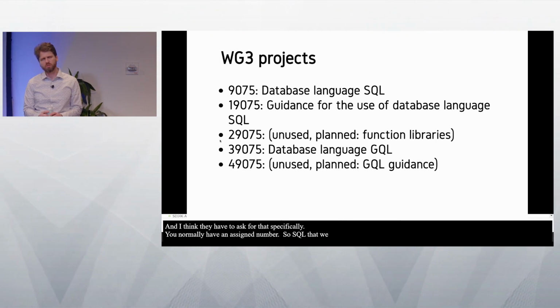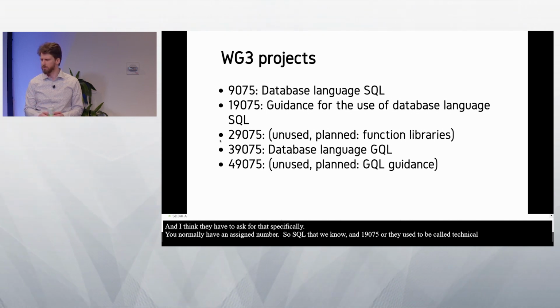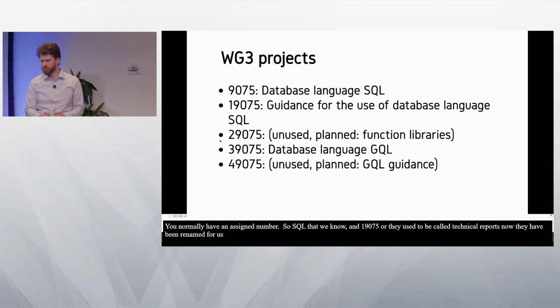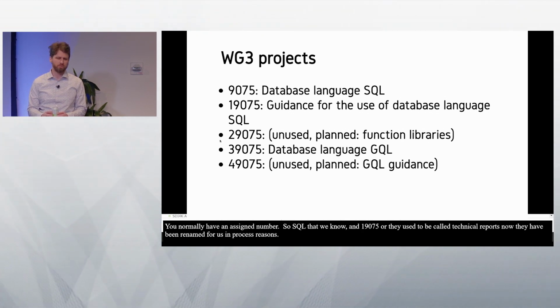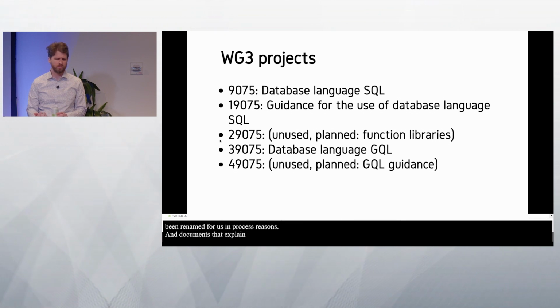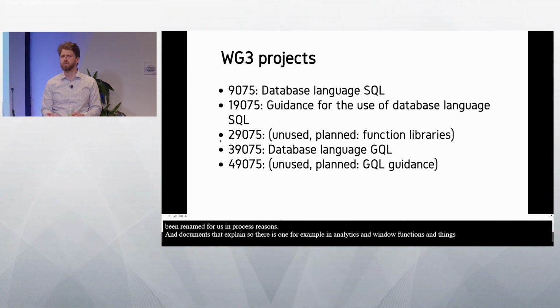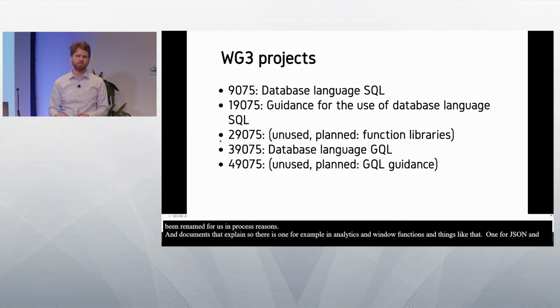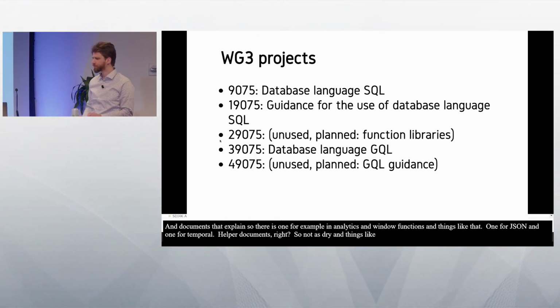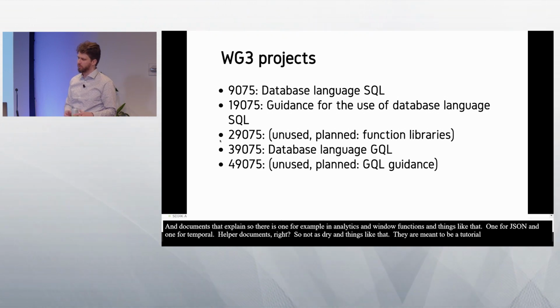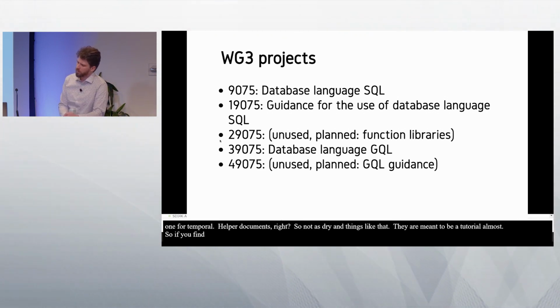19075, they used to be called technical reports. Now they've been renamed for some process reasons, but they're smaller documents that explain various pieces of the SQL standard. So there's one, for example, for analytics, which covers window functions and things like that. There's one for JSON. There's one for temporal. Those are the helper documents, basically, right? So they're not as dry. They're actually meant to be almost a tutorial. So if you find those, they're actually good readings.